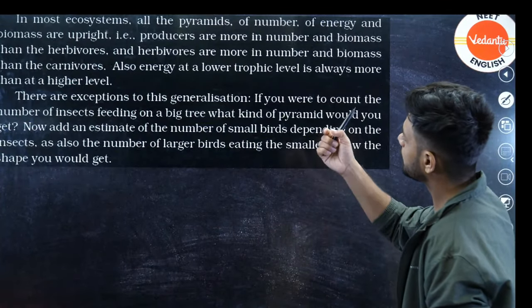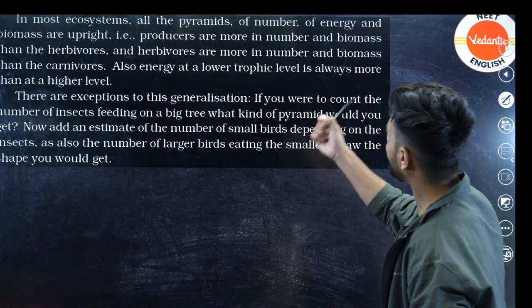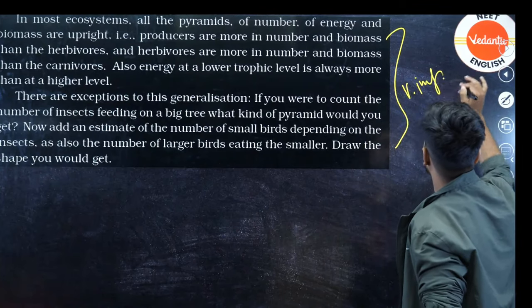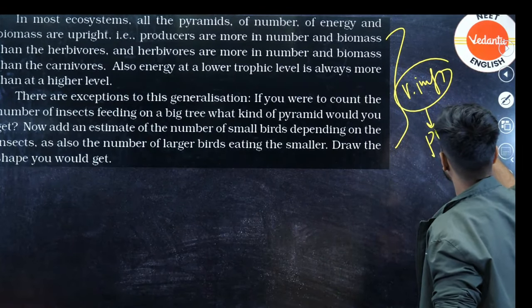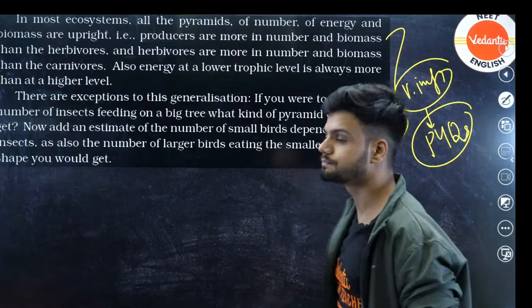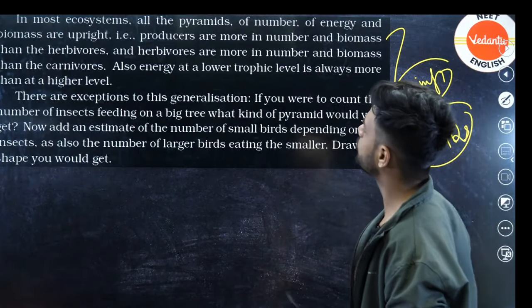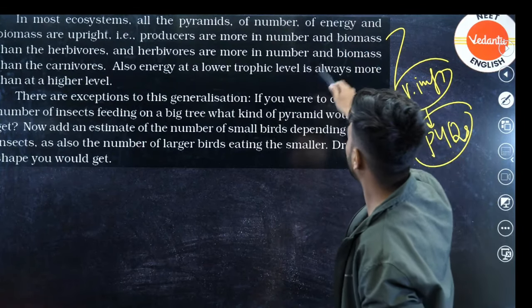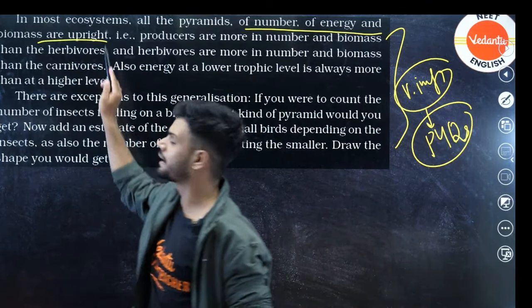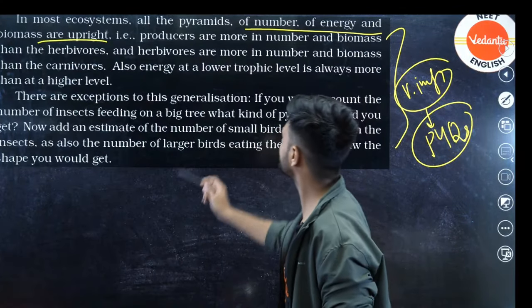Now, in most ecosystems, all very important, PYQ alert. Many PYQs will come from this. Many PYQs have come from here. Okay. It is said that in most ecosystems, all pyramids of number, energy and biomass are upright. That is not true. Okay.